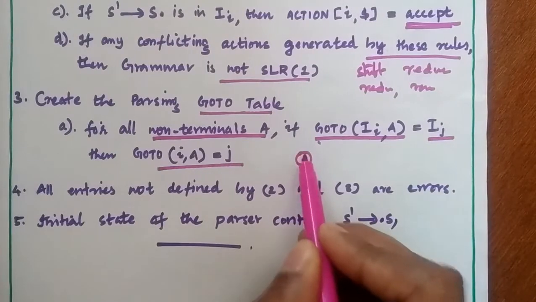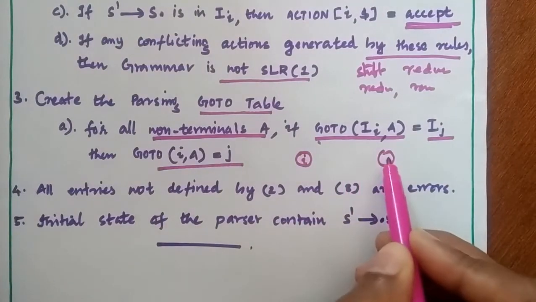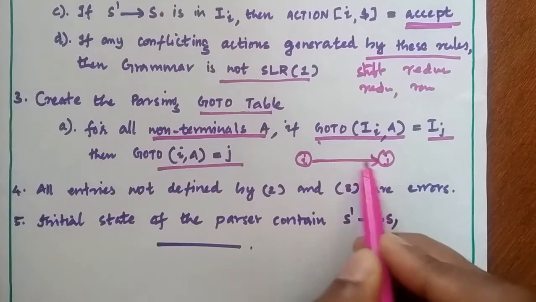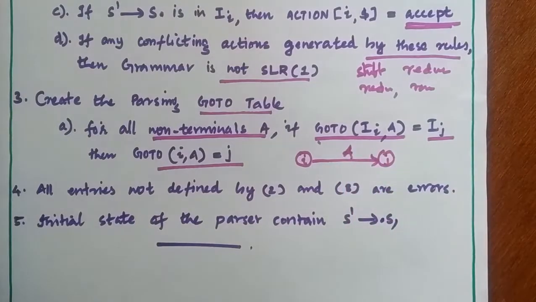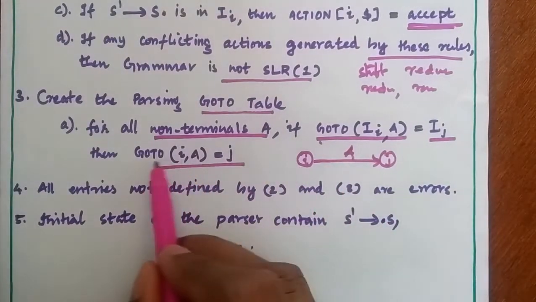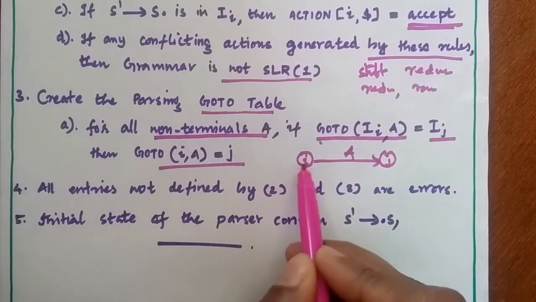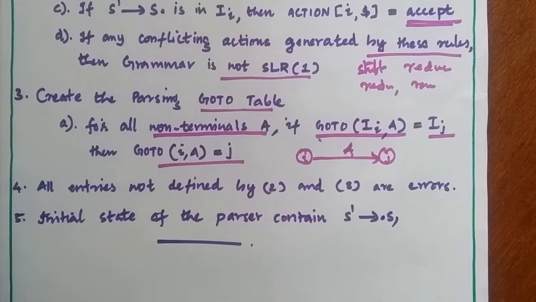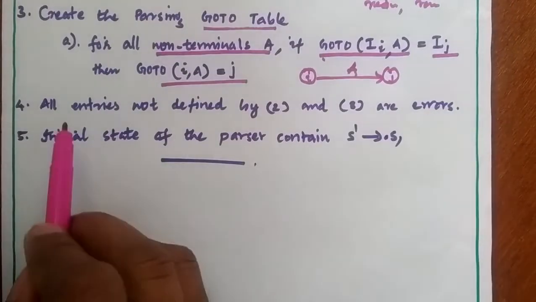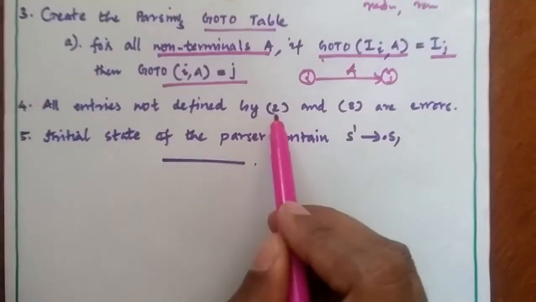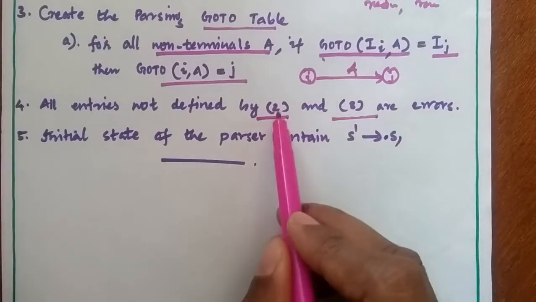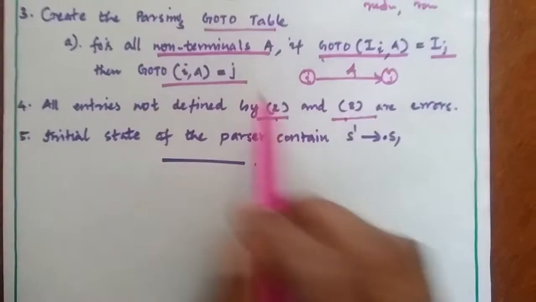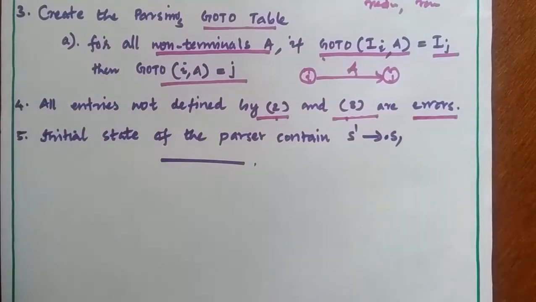Meaning is, state I, and this is state j, so the transition occurred with the non-terminal A. That's why we are adding goto of I comma A is equal to j. This is the way to create goto table. Then the fourth one is, all entries not defined by rule 2 and rule 3. Rule 2 is for action table, rule 3 is for goto table. Those are what? Error. All empty cells we will consider as an error.